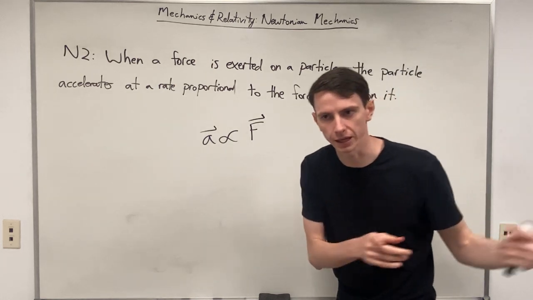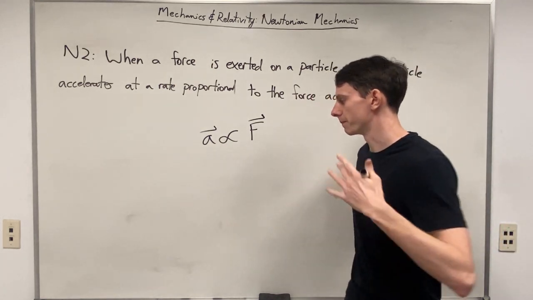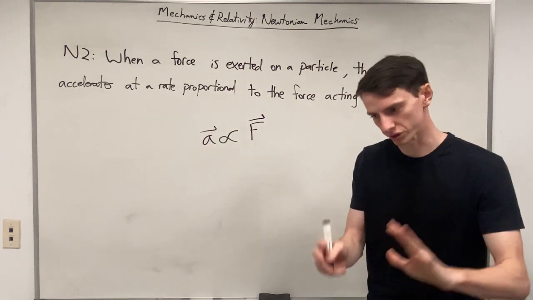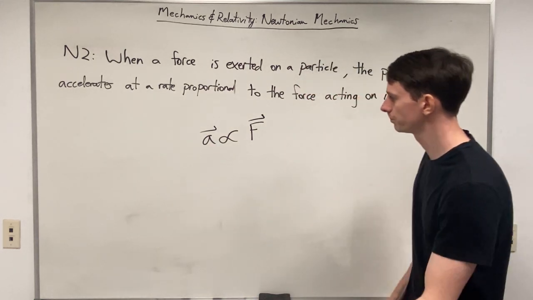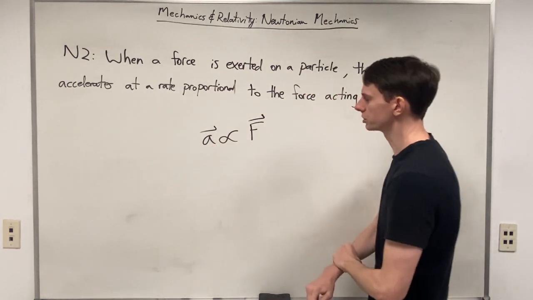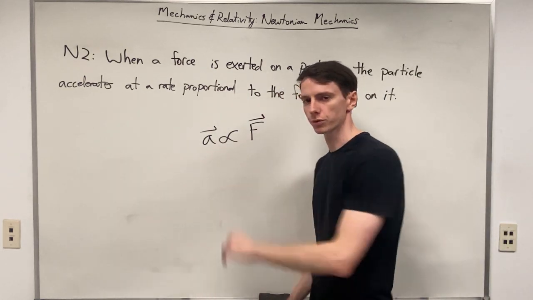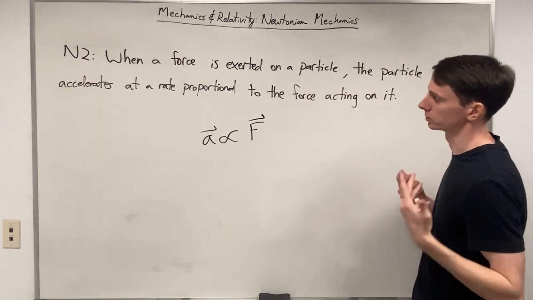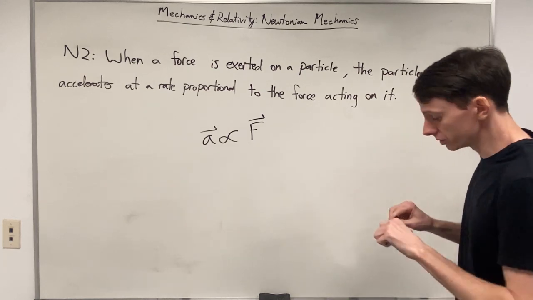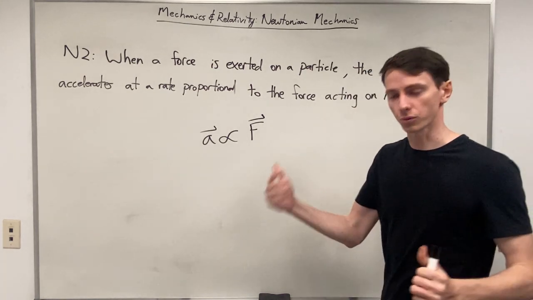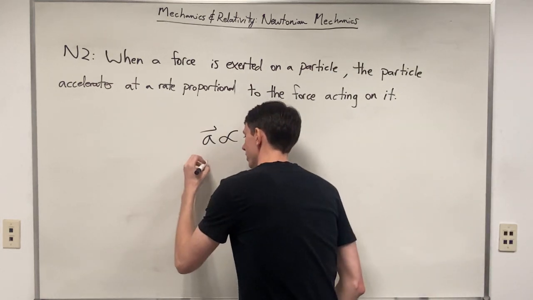Vector quantities just indicate a magnitude and a direction. So you're accelerating in a given direction, or a force is being applied in a direction. So these are both vector quantities right here. But what we'd like to do is make this stronger than just a proportionality. We'd like to turn this into an actual equation. What we can do is relate these two if we introduce a constant of proportionality factor. That's what we're going to do right now.